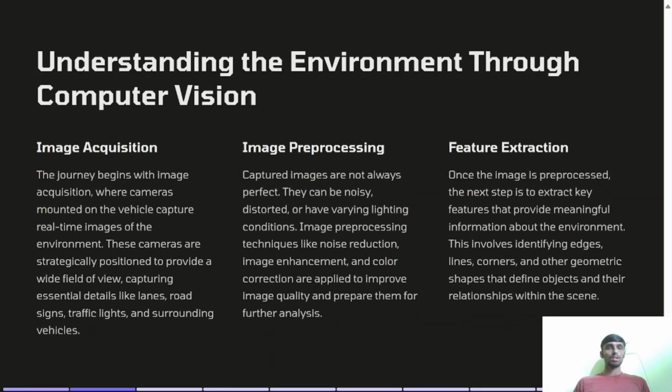Coming to understanding the environment through computer vision: image acquisition, image processing, and feature extraction. The journey begins with image acquisition, where cameras mounted on the vehicle capture real-time images of the environment. These cameras are strategically positioned to provide a wide field of view, capturing essential details like lanes, roads, signals, traffic lights, and surrounding vehicles.